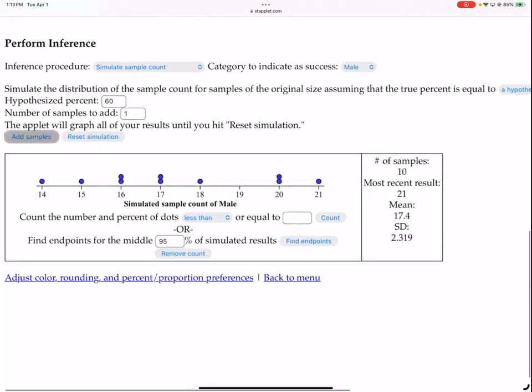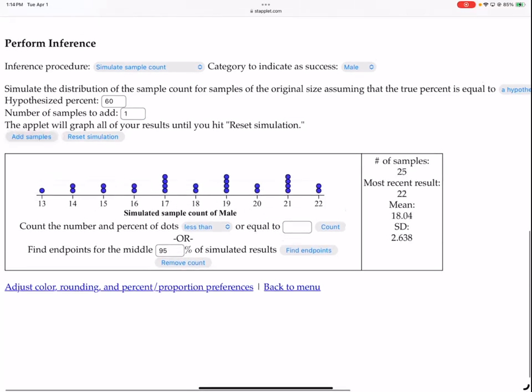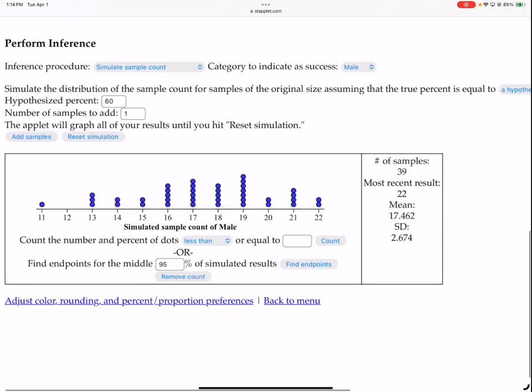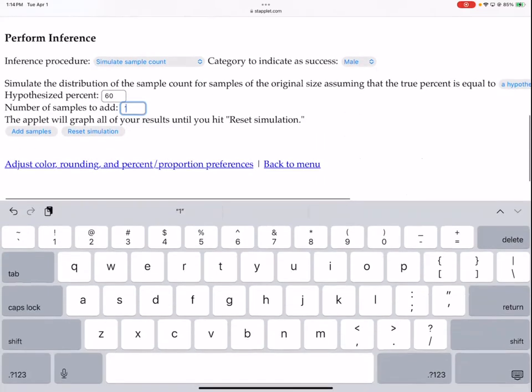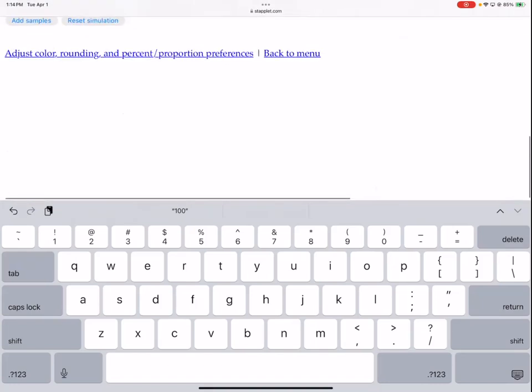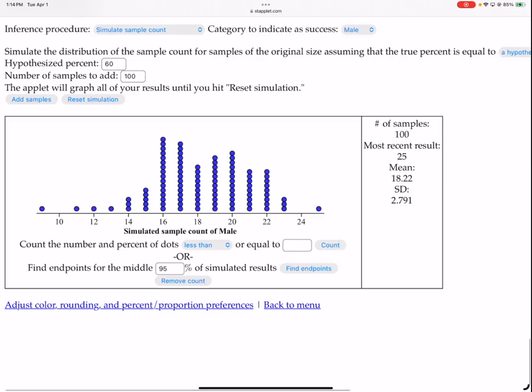My hope was that at some point right around 80 or 100, you should start to see it. I would just do it to 100. So if I reset the simulation, just reset it and do 100, and then add the samples. For all intents and purposes, it's starting to look normal at 100. Does everybody understand that? This is a very, very big thing in statistics.